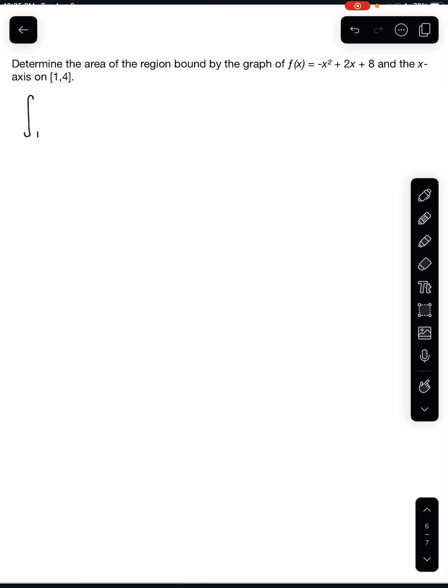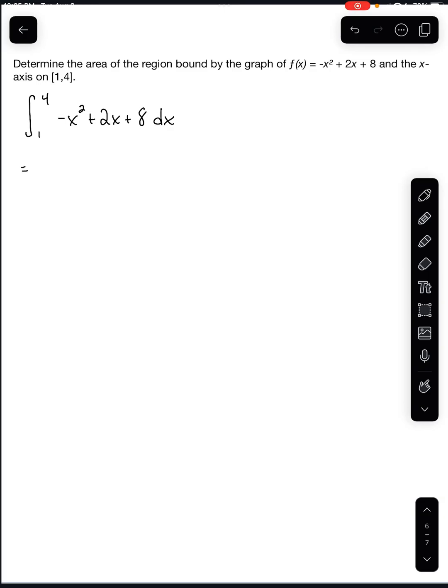We have on the interval from 1 to 4, the area under the curve of negative x squared plus 2x plus 8 dx. Now again, we could do the full Riemann sum, but that seems a little bit ridiculous. The idea here is to do the antiderivative instead.